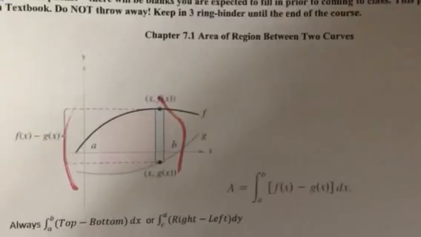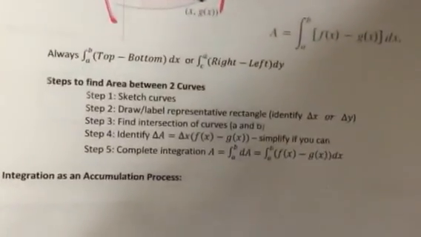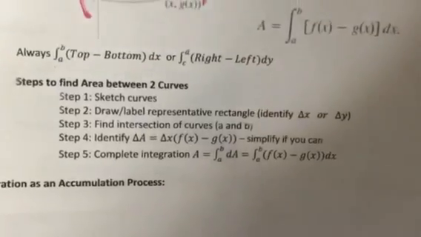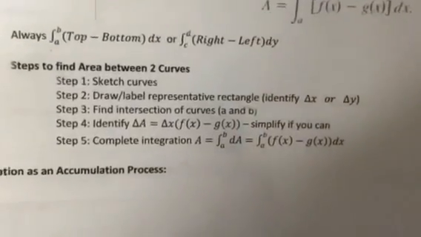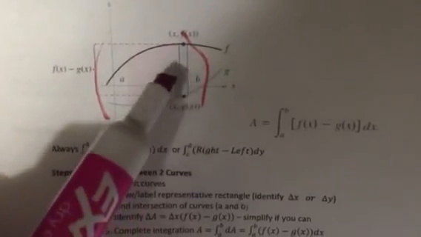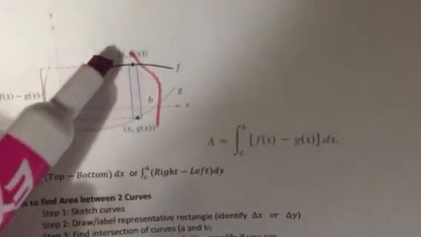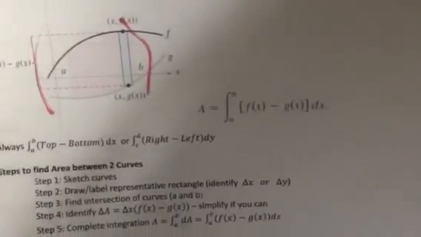So today we'll be covering chapter 7.1, area of a region between two curves. For the first step, we're going to sketch the curves, and step 2 is draw and label the representative rectangle. If you can see here, the curves are already sketched, and that is a representative rectangle. Then we identify change of x or change of y, and this is a change of x because it's top to bottom.